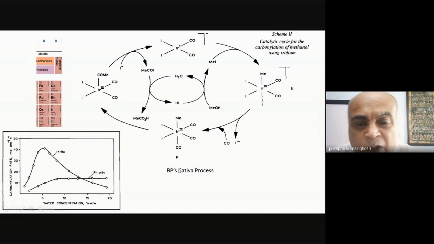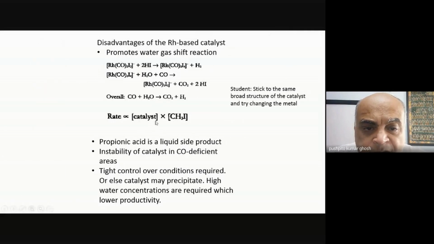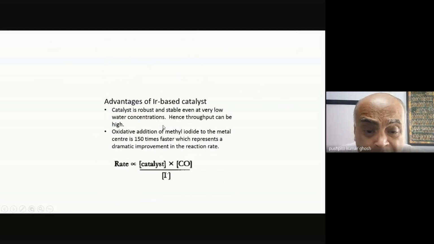And so Monsanto's rhodium-based catalyst got phased out. And this is known as the British Petroleum's Cativa process. It's a very famous process. The other very interesting thing is that they also looked at the rate equation, and the rate equation was different for the two. So just like we have seen with the platinum and vanadium pentoxide catalyst, the rate equations are different.